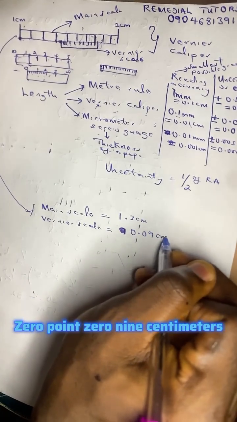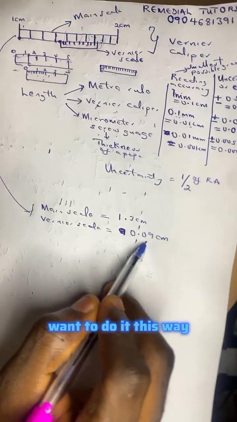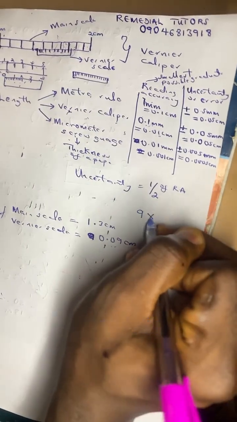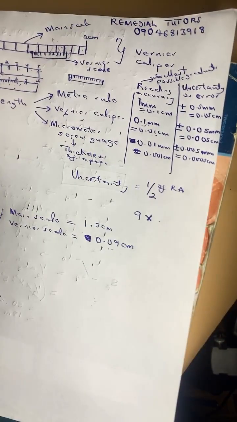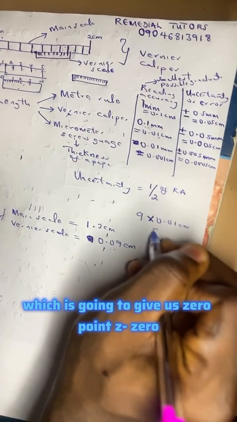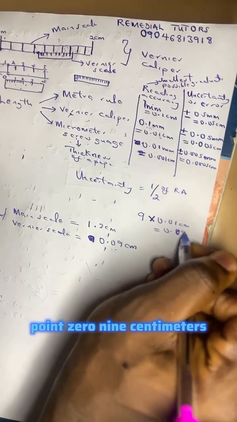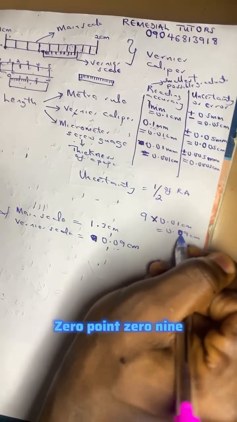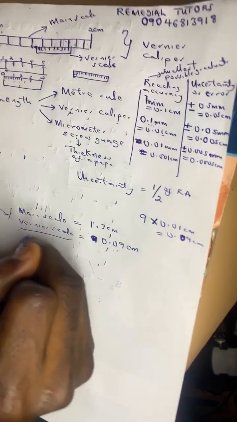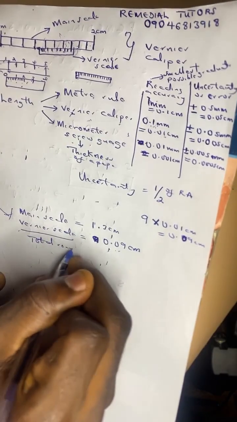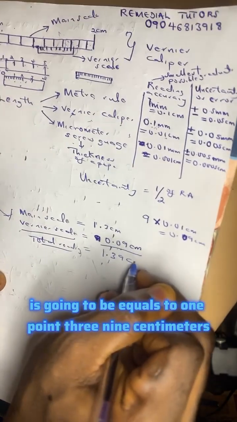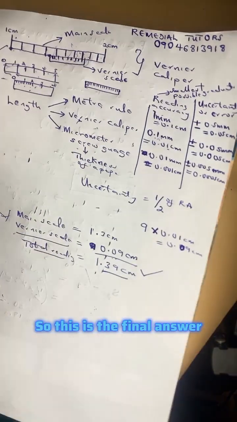So the reading on the vernier scale is going to be 0.09 centimeters. If you don't understand this, you can just say 9 multiplied by 0.01 centimeters, which is going to give us 0.09 centimeters. So add the two together. The total reading is going to be equal to 1.39 centimeters. So this is the final answer.